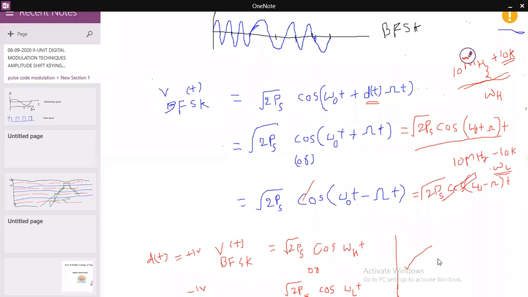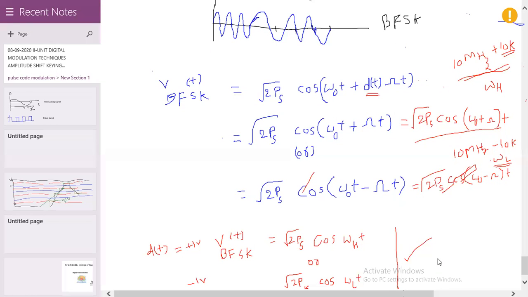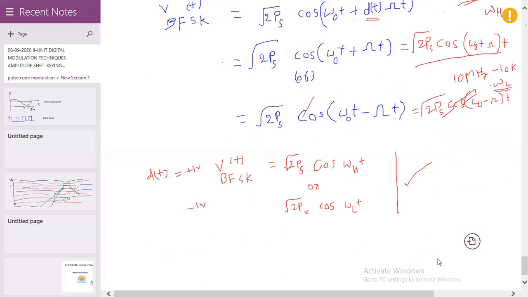Okay, so this is the equation for BFSK. Root of 2Ps cos omega_H t, root of 2Ps cos omega_L t, where omega_H is equal to omega naught plus small omega, and omega_L is equal to omega naught minus small omega. Here we can generate this type of signal.